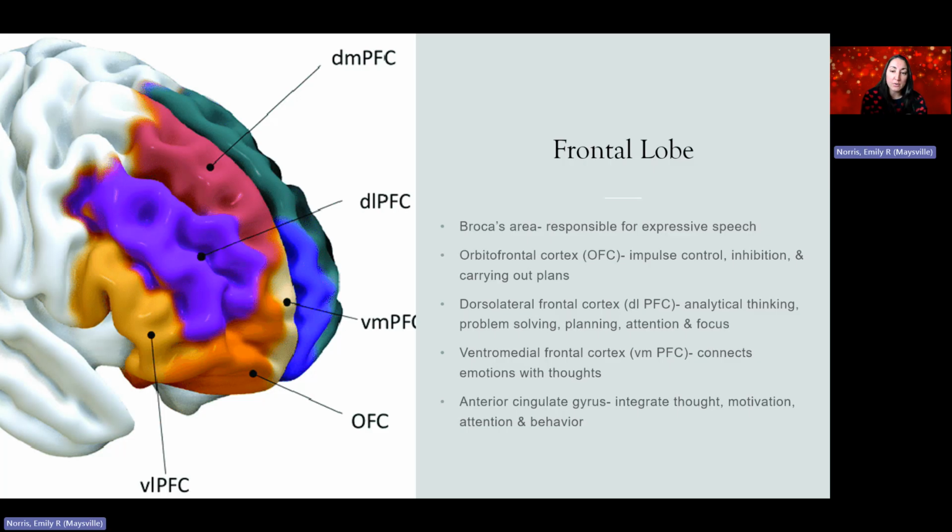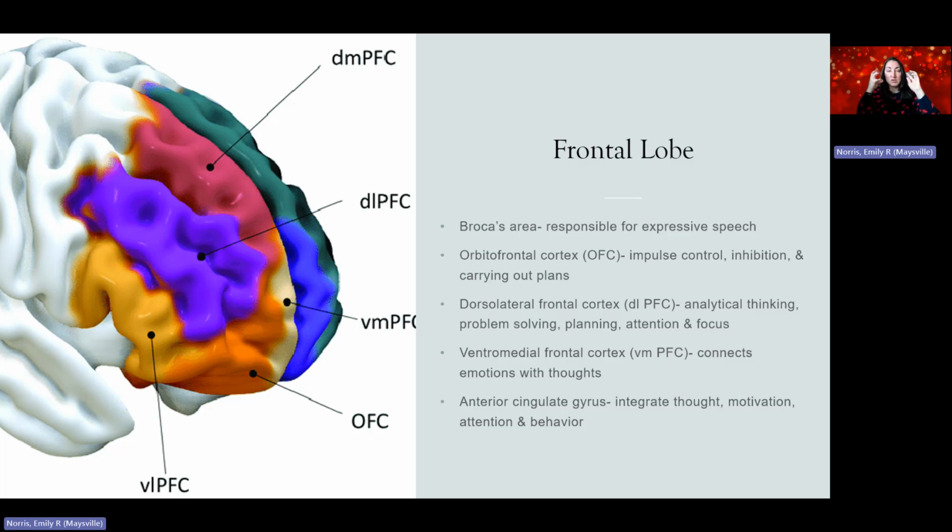The dorsolateral frontal cortex is where your analytical thinking is, your planning, your problem solving, your attention, your focus. So, where the term comes when you hear somebody say, hold it in the front of your mind, that is actually in reference to this dorsolateral frontal cortex. Because people are saying you need to hold it there long enough in order to follow through.